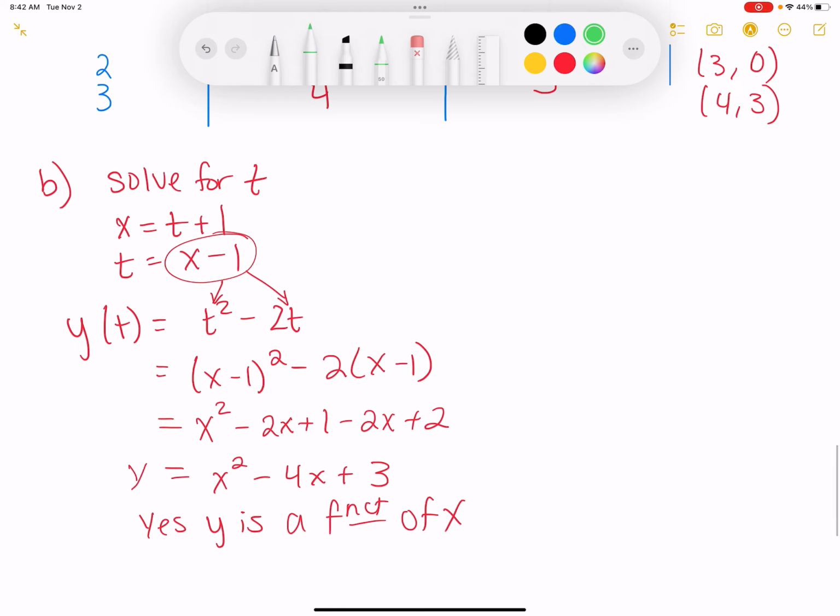All right, and then just a thing to note here, parametric equations allow us to graph curves that are not functions.